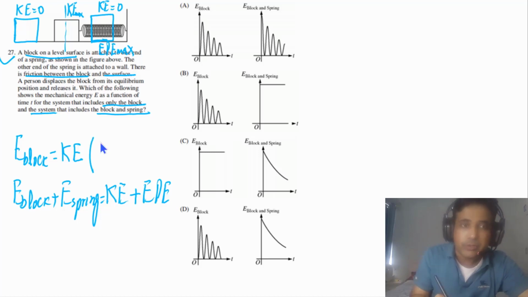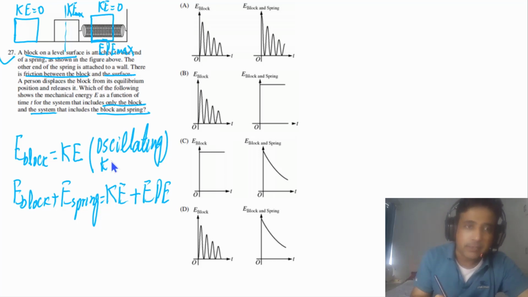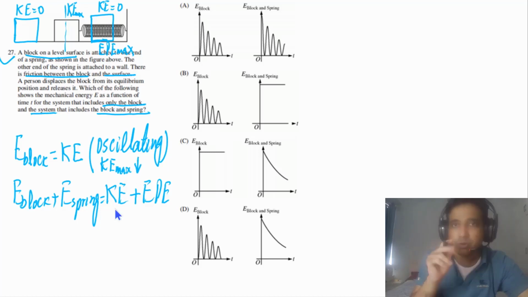So it simply means that kinetic energy of the block will be oscillating. So this one will be oscillating between 0 and maximum value, and the maximum value each time will go down because there is friction, so there's loss of energy. So it will be oscillating, and K max always will decrease, so K max will keep on decreasing. So these 2 points we need to understand about the block.